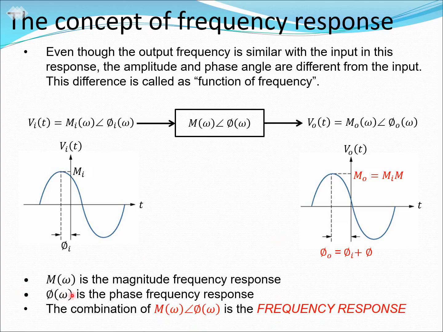So M(omega) is the magnitude frequency response, while phi(omega) is the phase frequency response, and the combination of M(omega) and phi(omega) is called the frequency response. Now we have understood the concept of frequency response.